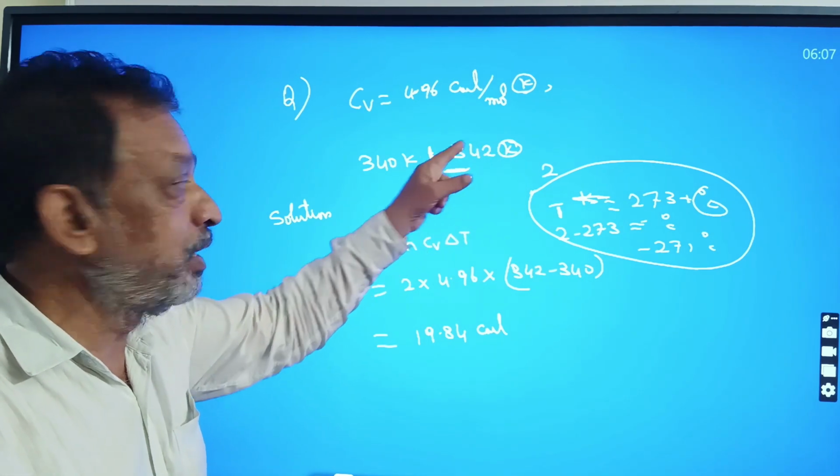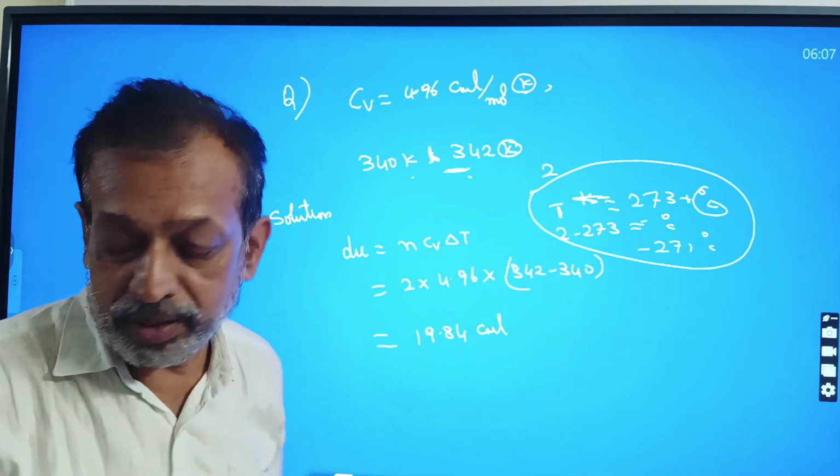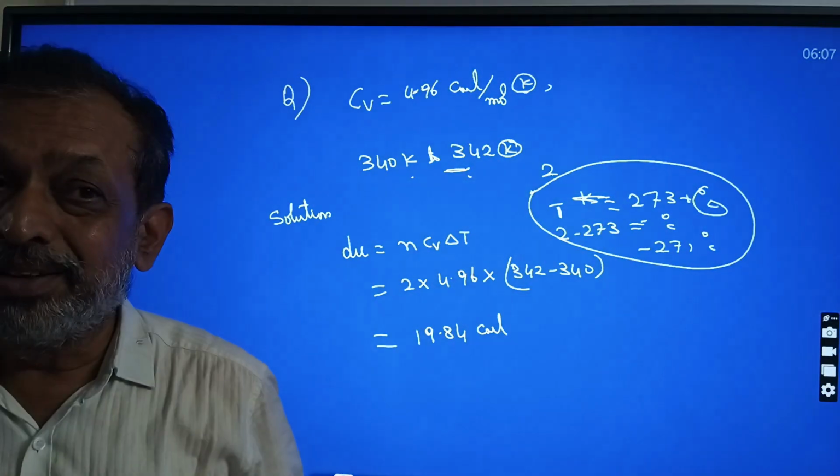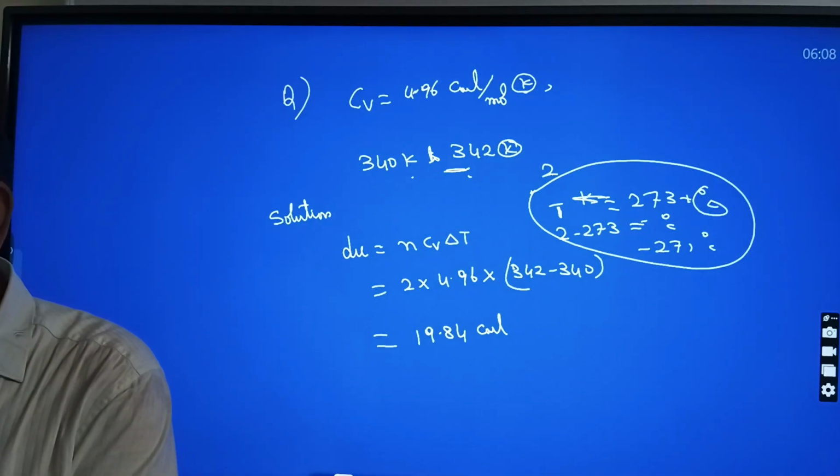If the temperature is given in degree centigrade and you need Kelvin, and you do not convert, the entire problem goes out. The method is correct, but not taking care of the units is very dangerous. Right, sir? Now please write.